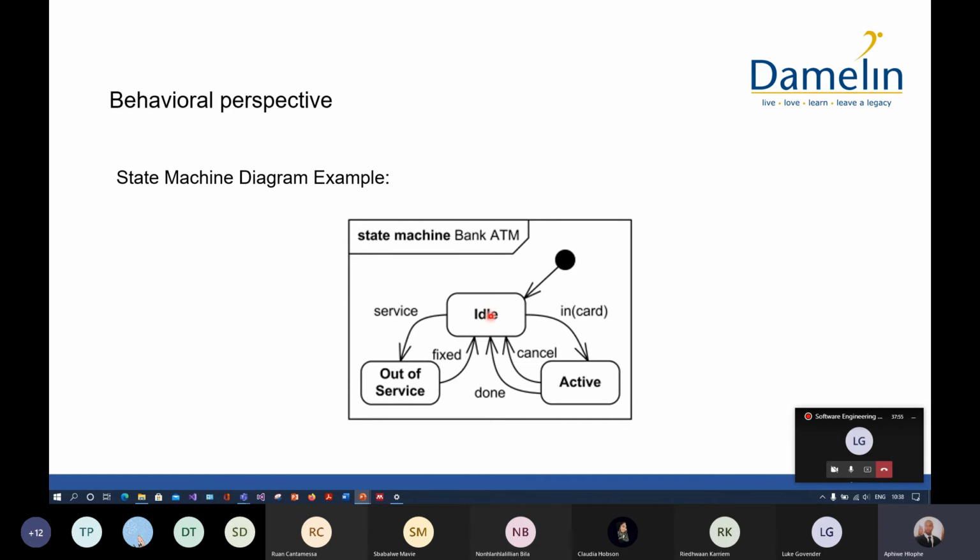Then for the ATM to go from idle to out of service, what needs to happen? Well, there has to be somebody servicing it, okay? Usually when the ATM is out of service, maybe they're refilling the cash. So for it to go from idle to out of service, there has to be some service in progress. For the ATM to go from out of service back to idle state, they need to have finished what they are doing. So they need to be finished fixing the ATM if there were any issues with it, okay? So this is a typical behavioral perspective because it shows you the different states that a particular system can be in.